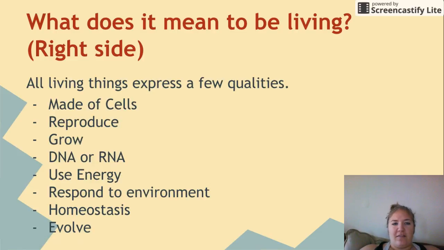So also on the right side, and it's the last thing I promise, all living things express a few different qualities. One is that they're made of cells. Two would be that they can reproduce either asexually or sexually. Three would be that they can grow. Four is DNA or RNA, so they have some type of genetic material. Five is that they actually use energy to survive. Six would be that they respond to the environment. And seven would be exhibiting homeostasis. And the last one is that they are capable of evolving.